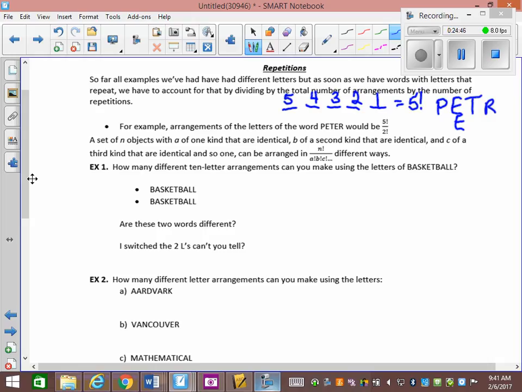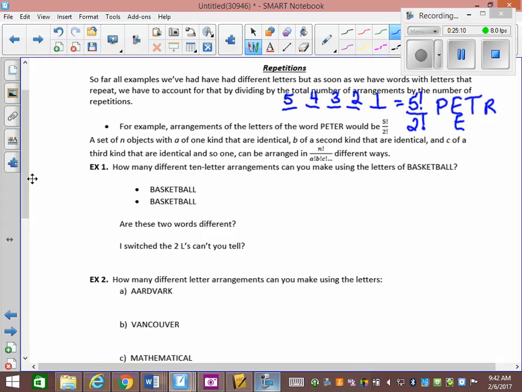If I have Peter with the 2 E's in the spots and I tell you to close your eyes and I swap the 2 E's, putting them back in the same spots again, it would make the same word Peter, correct? So you couldn't tell the difference between the two. It wouldn't actually make 2 new words. That's why we divide by 2 factorial on the bottom, because that takes away the double-up words that look exactly the same when you swap the E's. Does that make sense?